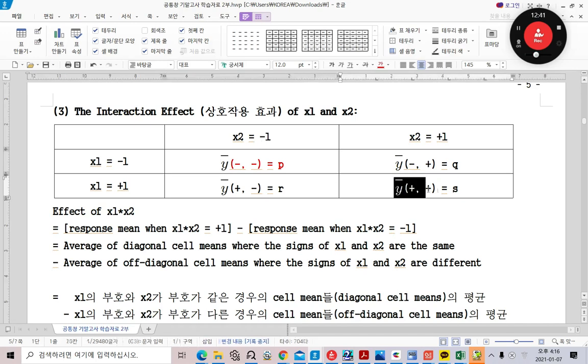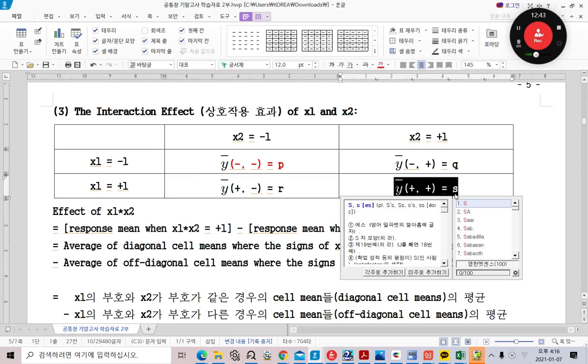Okay, here, look at this. In this cell, x1 is positive 1 and x2 is positive 1. So x1 times x2 is positive 1. So I use the red color to denote this cell.